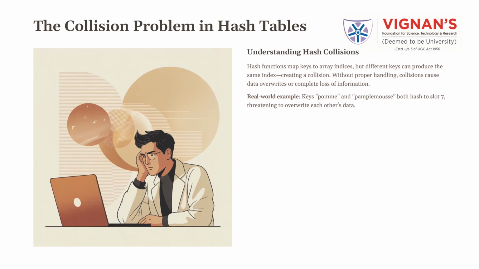Without proper handling, one value may overwrite another, leading to data loss. This makes collision handling a critical requirement in hash table design. Separate chaining provides a safe and structured way to handle such collisions.